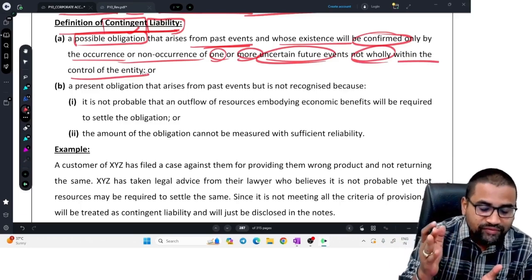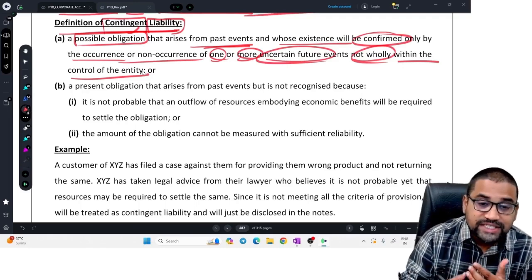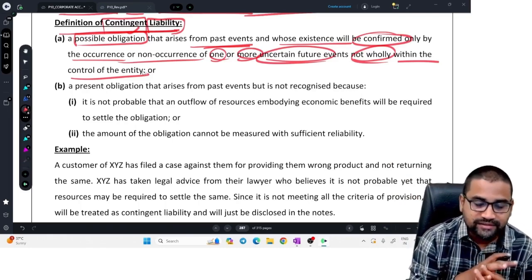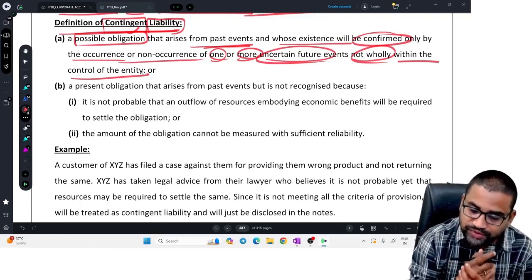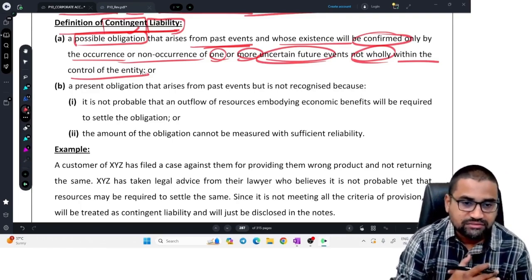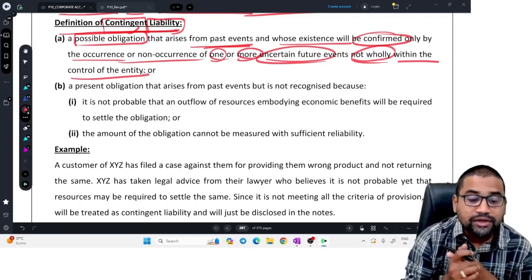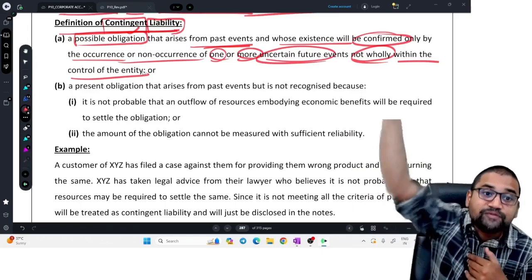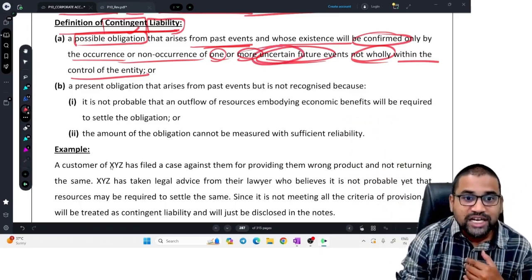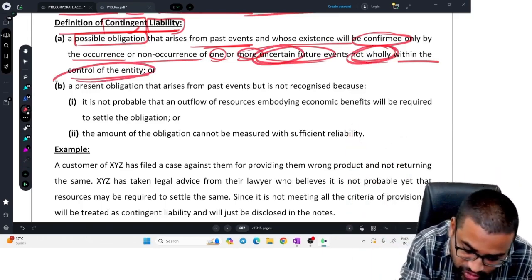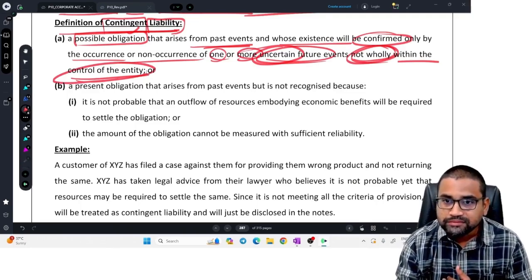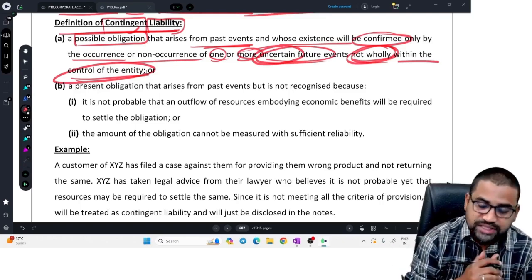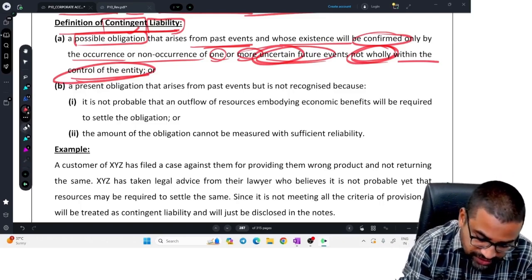So, whether the obligation will come into existence or not is confirmed only by the occurrence or non-occurrence of one or more future events, not wholly within the control of the entity. So, as of now, there is no obligation. But in future, an obligation may come. And how will you know whether the obligation may come or may not come? That depends upon the occurrence or non-occurrence of one or more uncertain future events. That's why we don't know. They are not in our control.